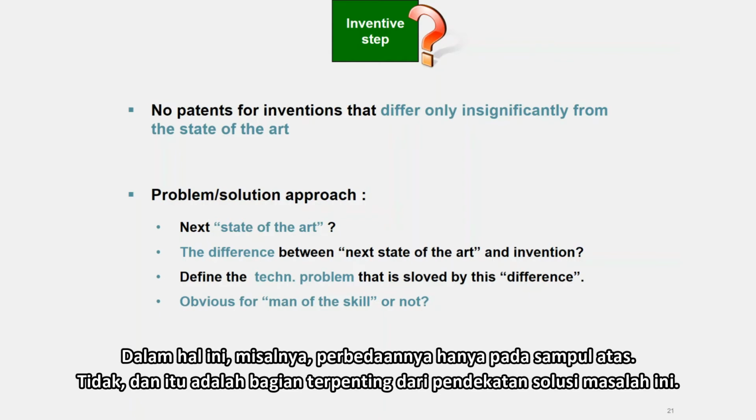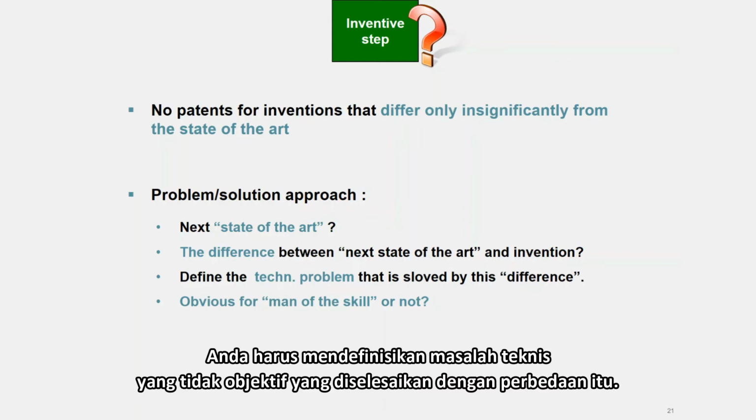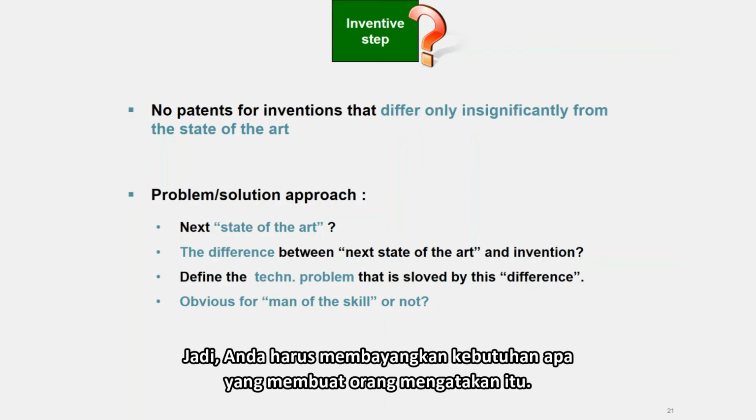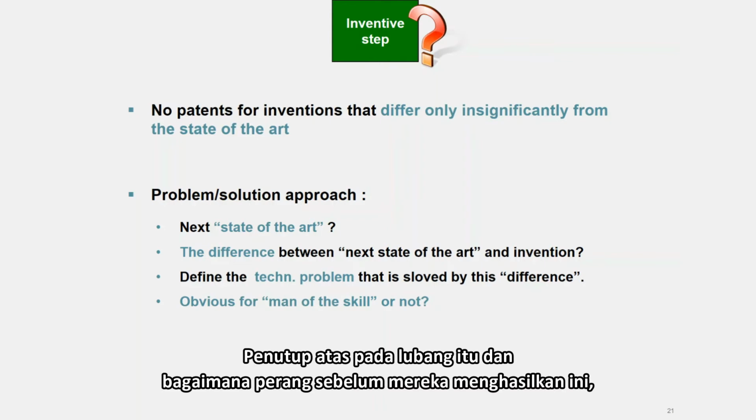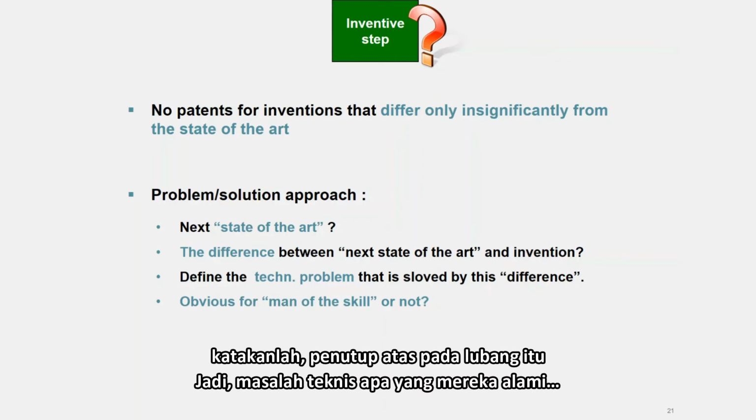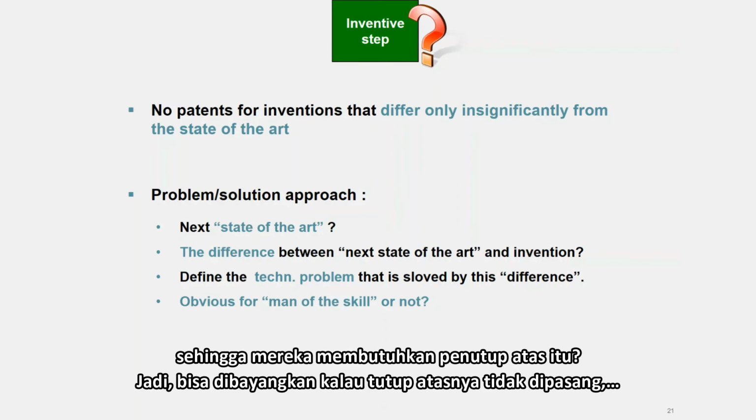Now, and that is the most important part of this problem solution approach. You have to define an objective technical problem that is solved by that difference. So you have to imagine what was the necessity which brought people to put that top cover on that opening, and how was the world before they came up with this top cover on that opening. So what was the technical problem they had so that they needed that top cover?